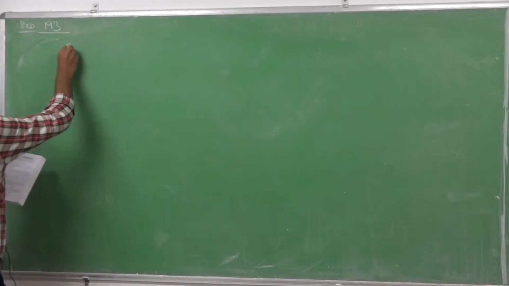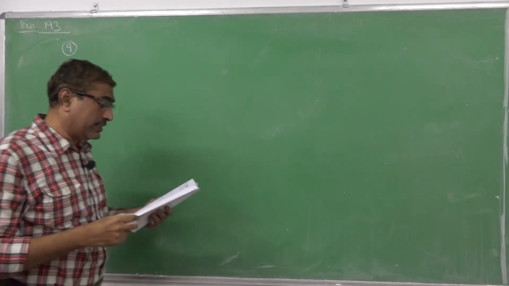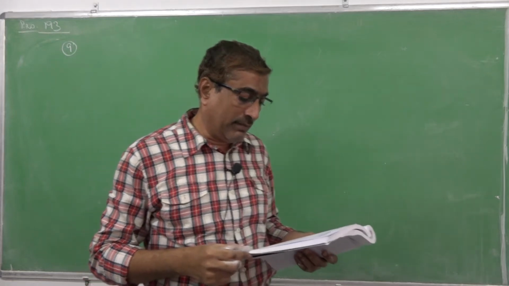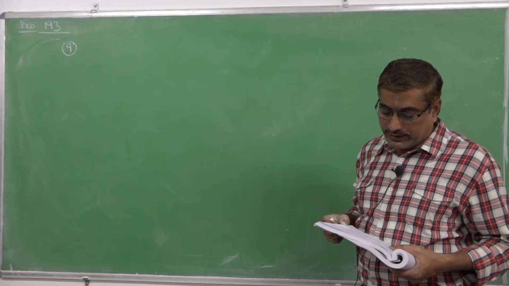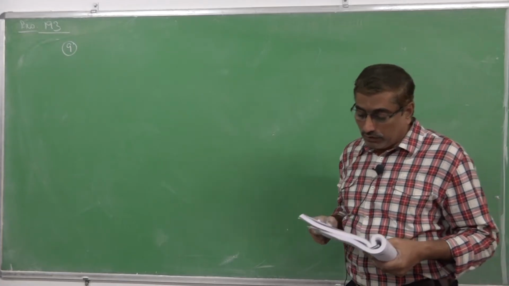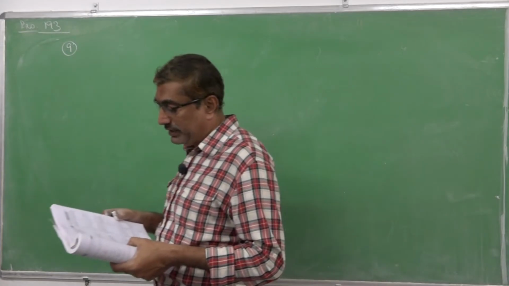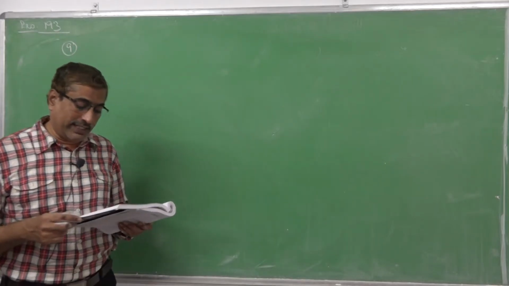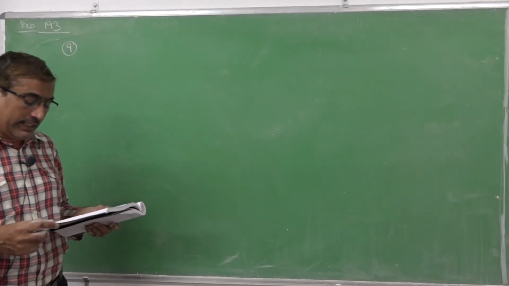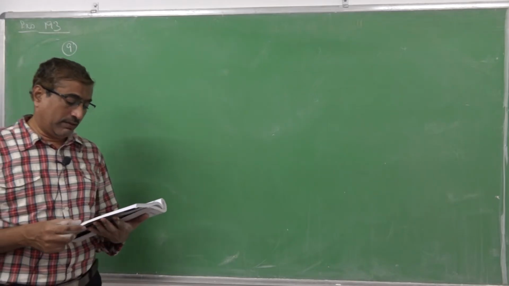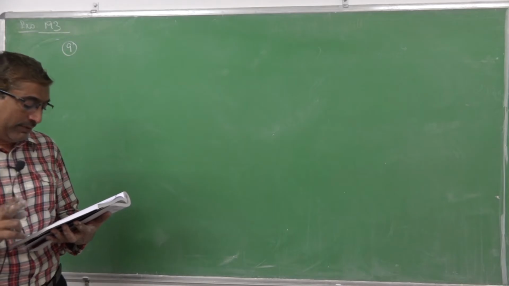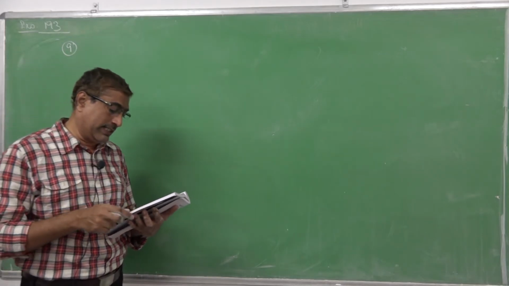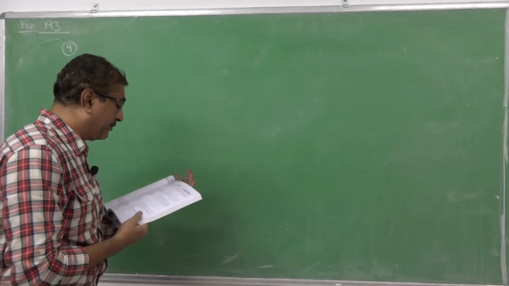Okay, ninth one. H calories of heat is required to increase the temperature of 1 mole of monoatomic gas from 20 to 30 degrees centigrade at constant volume. The quantity of heat required to increase the temperature of 2 moles of diatomic gas from 20 to 25 centigrade at constant volume.